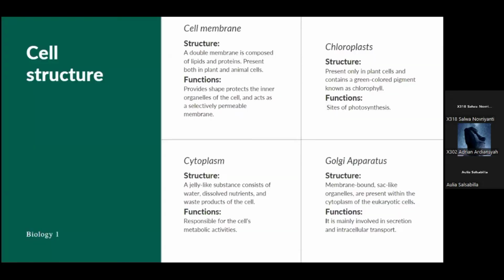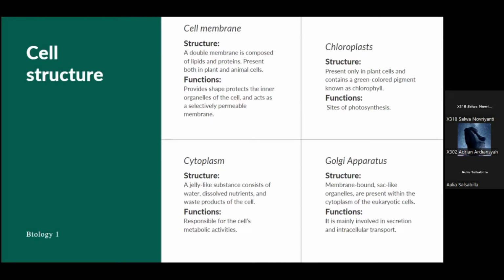Next, we have the cell structures. First, we have the cell membrane. It is a double membrane, composed of lipids and proteins, present in both plant and animal cells. Its function is to provide the shape, protect the inner organelles of the cell, and act as a selectively permeable membrane.